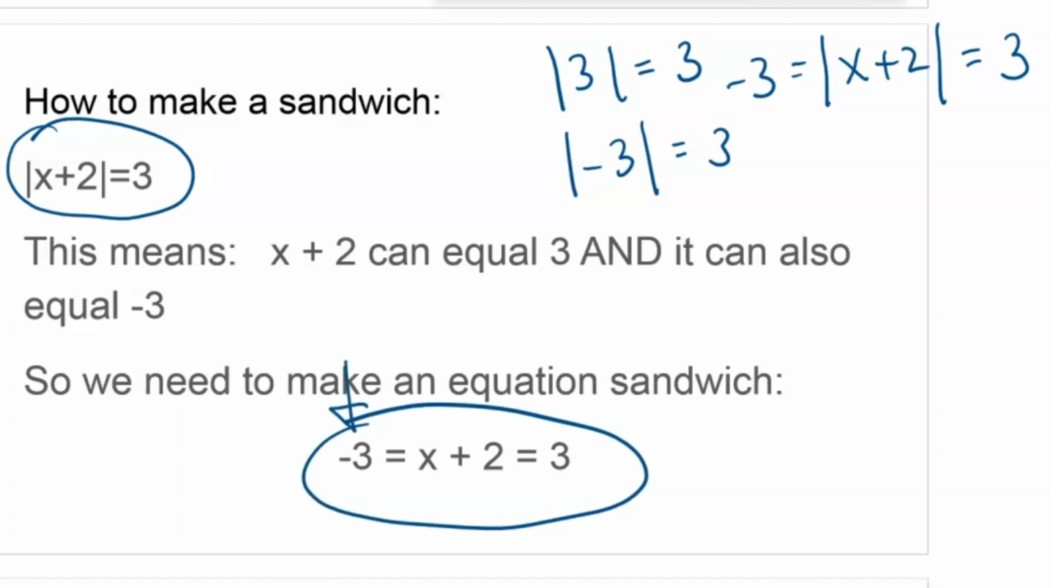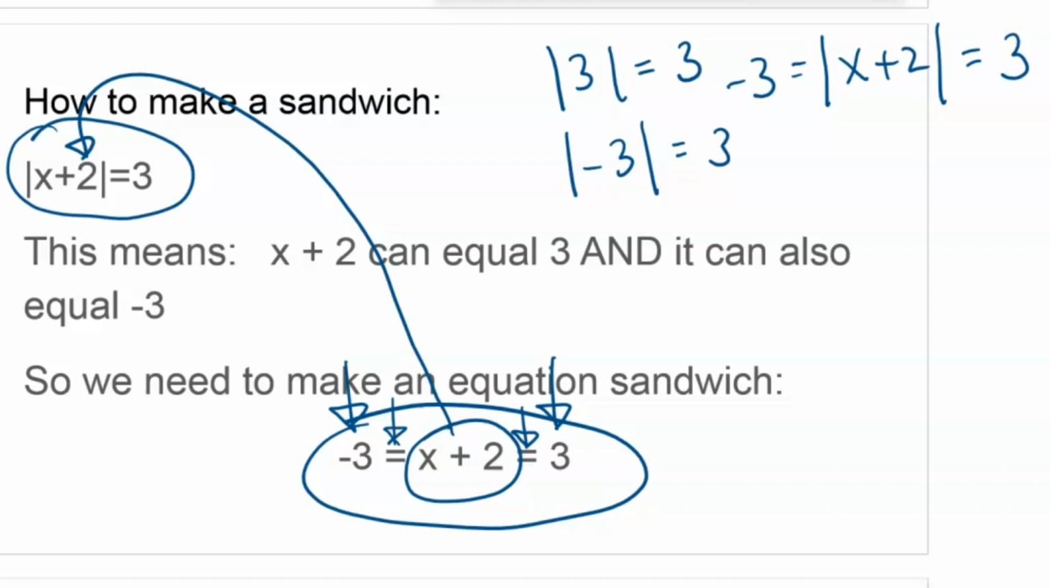See, there's the -3 and the 3 on the outsides, and then I have two equal signs here and here. And then the equation came from what was inside the absolute value. So I had the absolute value of x plus 2, so the x plus 2 is here. Because whatever is inside the absolute value, it can equal the positive or the negative version of what it's set equal to. So where this one is equal to 3, that means that x plus 2 could equal positive 3 or negative 3, and both of those would work in this equation.